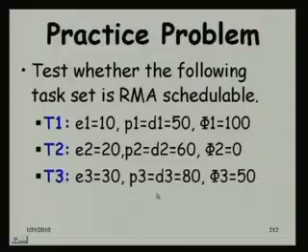Can you quickly try this problem? There are 3 tasks. T1's execution time is 10, the period and deadline are both 50 milliseconds, and the phase is 100 milliseconds. Task T2's execution time is 20 milliseconds, the period is equal to the deadline, 60 milliseconds, and the phase is 0. T3 has a runtime of 30 milliseconds, the period and deadline are 80 milliseconds, and the phase is 50 milliseconds. Will it run satisfactorily under RMA scheduling?